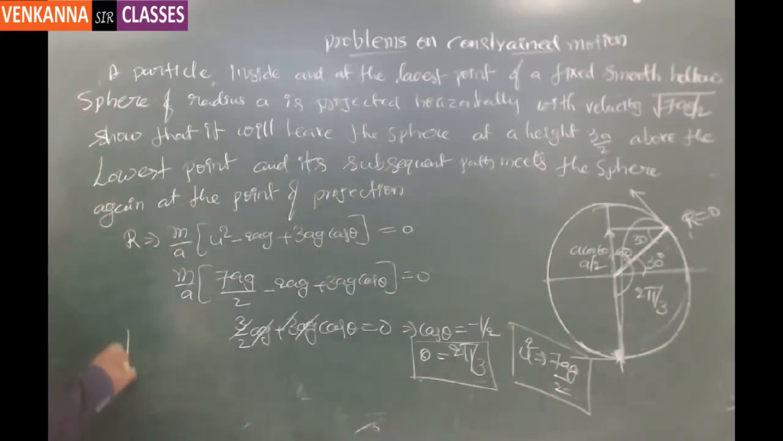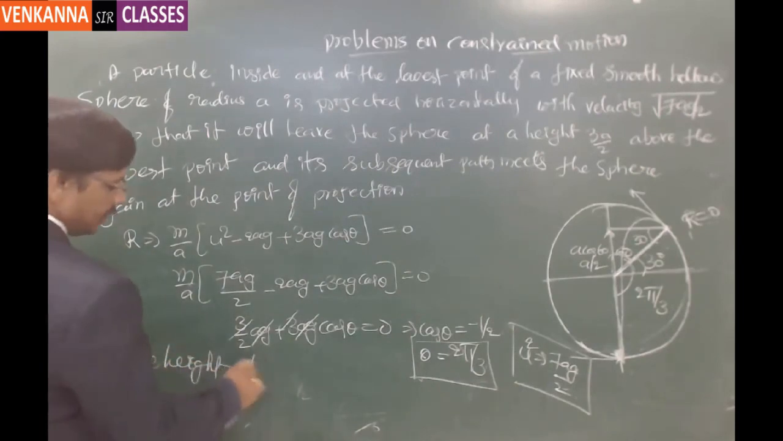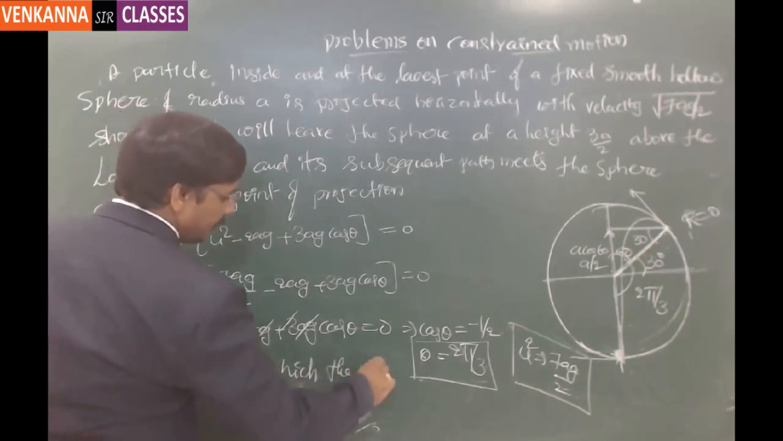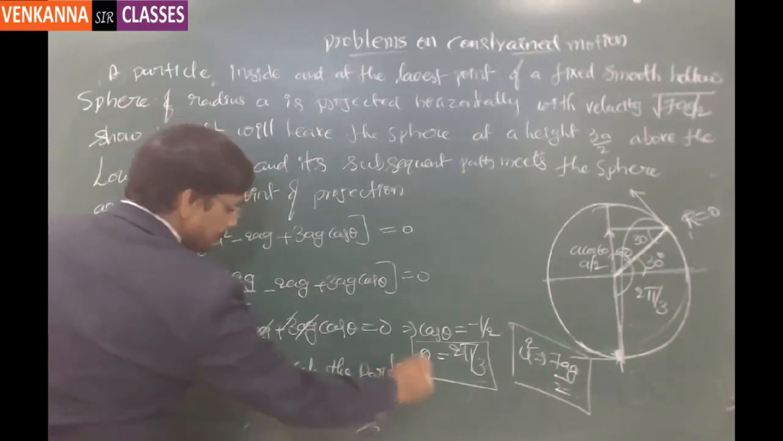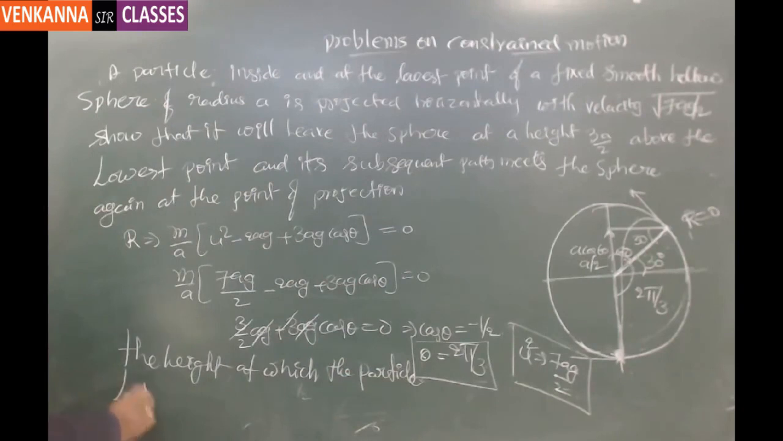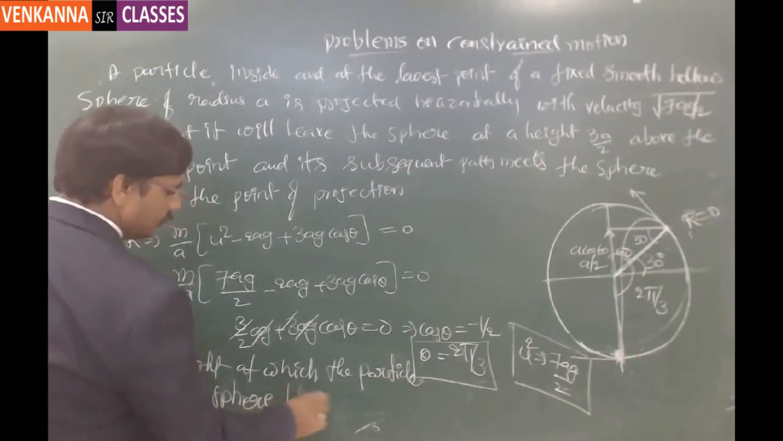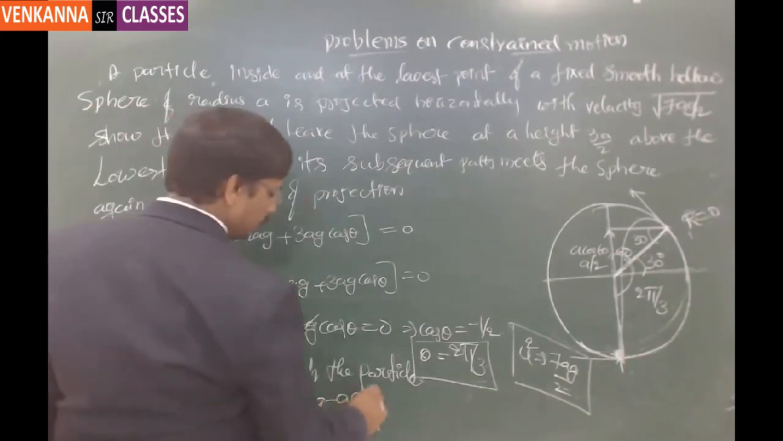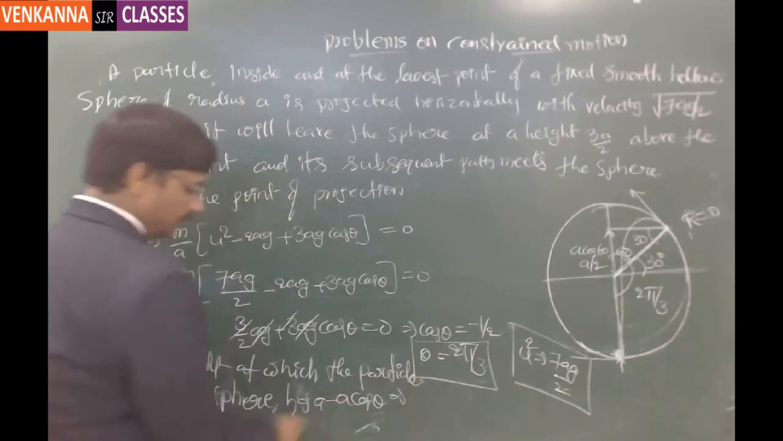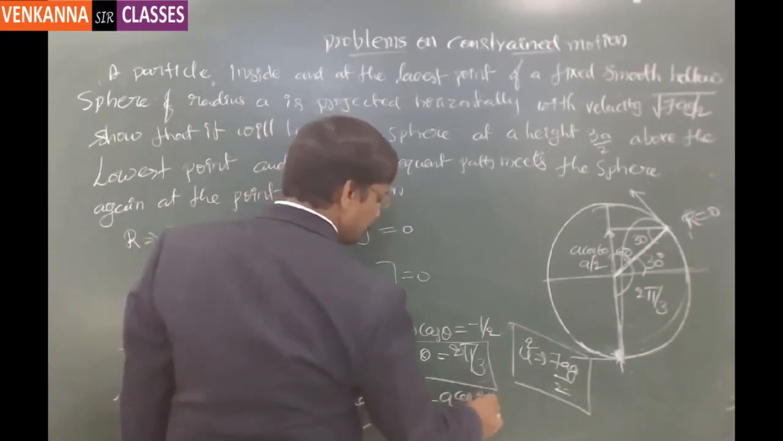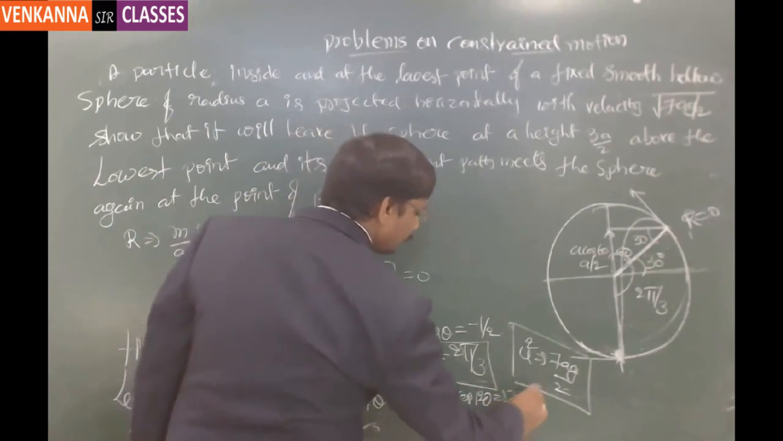So the height at which the particle leaves the sphere is h equals a minus a cos theta, where theta is 120 degrees for us. So a minus a cos 120. So this is going to be 3a by 2.